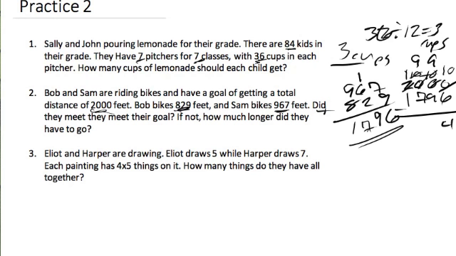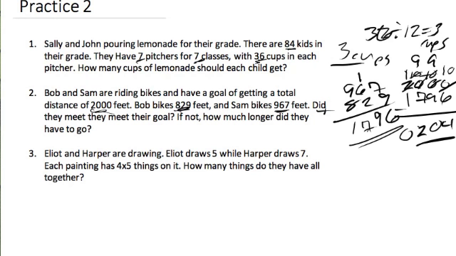Then 9 minus 9 equals 0. Then 9 minus 7 equals 2. Then 1 minus 1 equals 0. So we got 204 for how much longer they had to go. So 204 for our final answer.